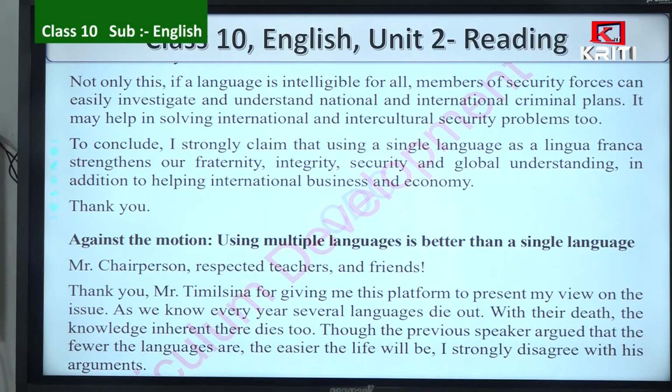To conclude, I strongly claim that using a single language as a lingua franca strengthens our fraternity, integrity, security, and global understanding, in addition to helping international business and economy.